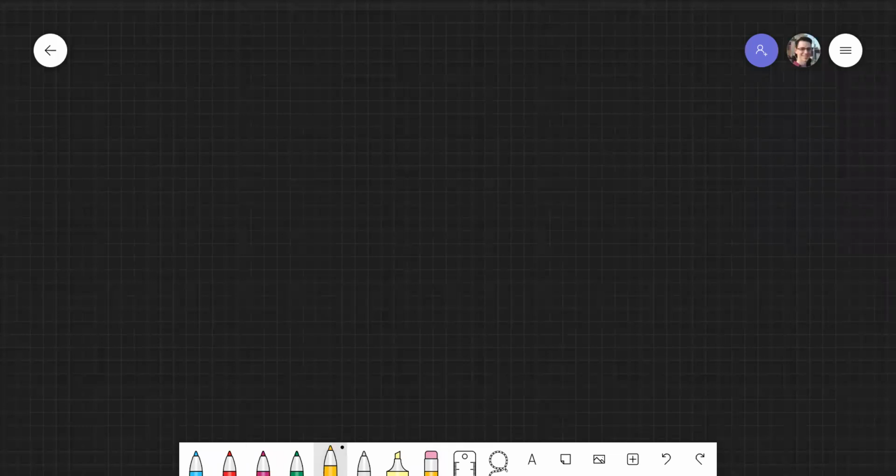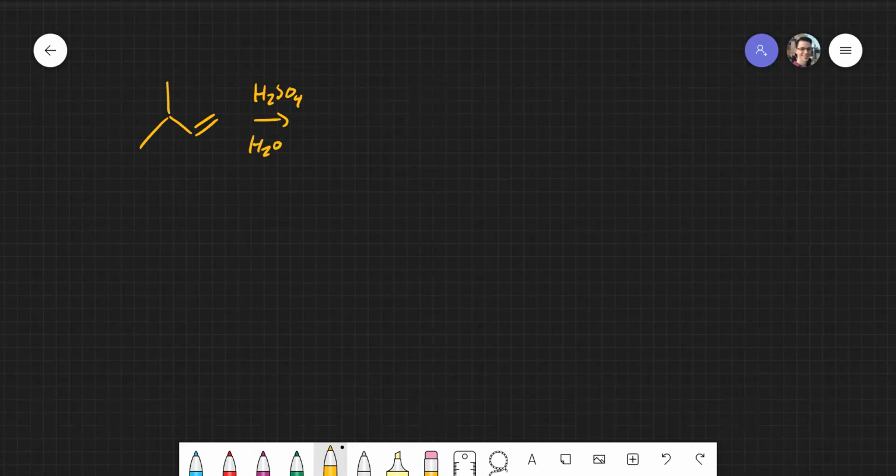The practice problem is to draw a mechanism showing the major product for the following reaction. Okay. So here I've got 3-methyl-1-butene. We're going to react that with water and an acid catalyst. If you want, you can pause it, see if you can do this on your own. But we're just going to get right into it.